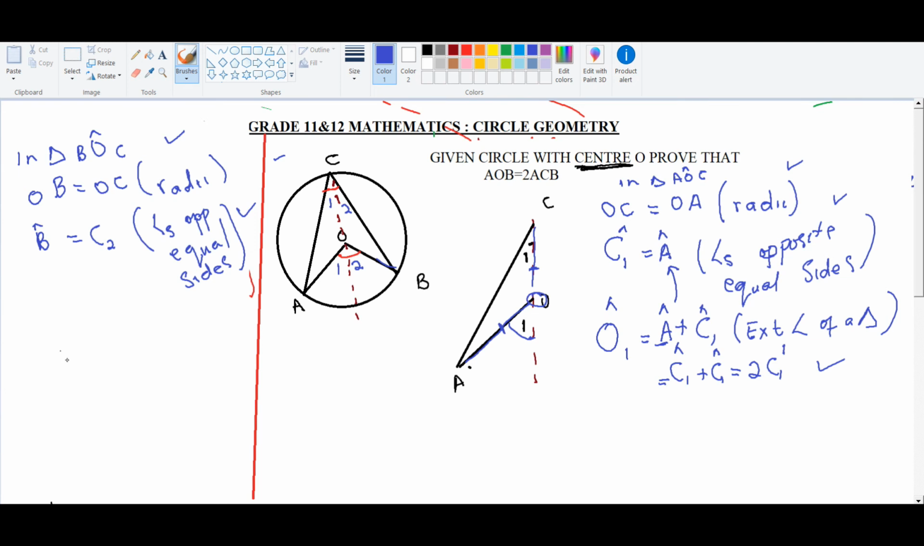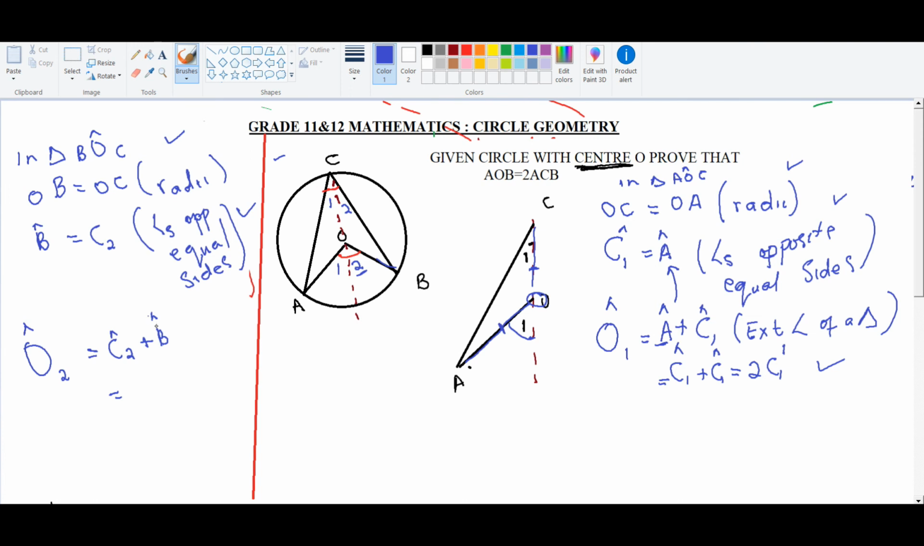So what else? In there we have the exterior angle. Which one is our exterior angle in this triangle? You see we have an exterior angle O2. Angle O2 is equal to what? The exterior angle of a triangle is equal to the sum of the two opposite interior angles. Which are interior angles? This angle and that one and that one. But we want the opposite interior angles. So, C2 plus angle B, right? So these are the opposite interior angles of O2.